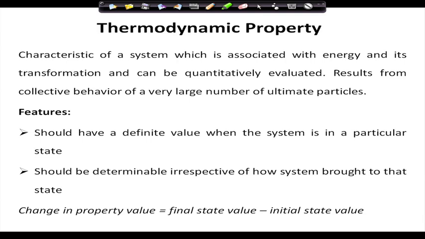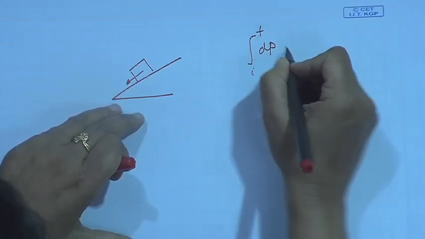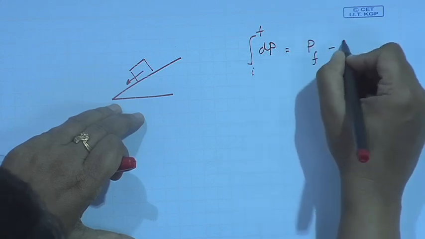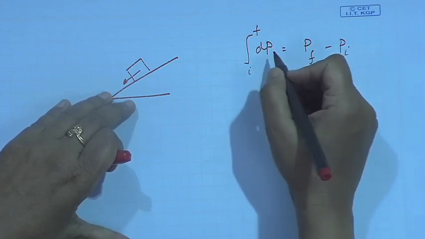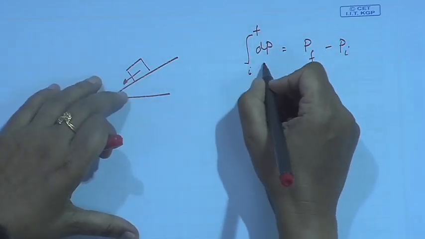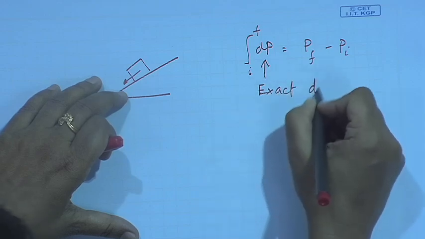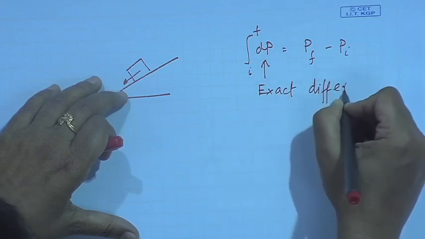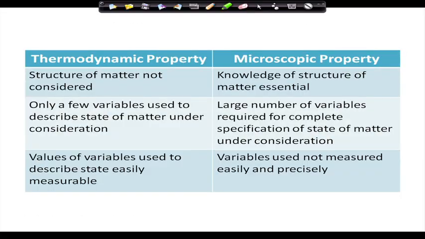And when any particular system is undergoing a change of state from say one particular state I to another state F, then the change in the property dP is equal to Pf minus Pi. It does not matter in what path the system had used in traversing from state I to state F. As a result, we say that the properties are usually exact differentials.